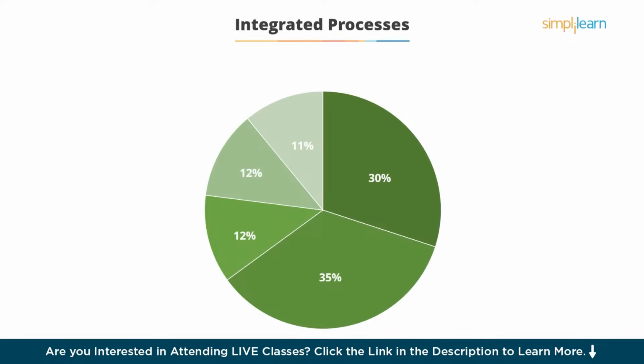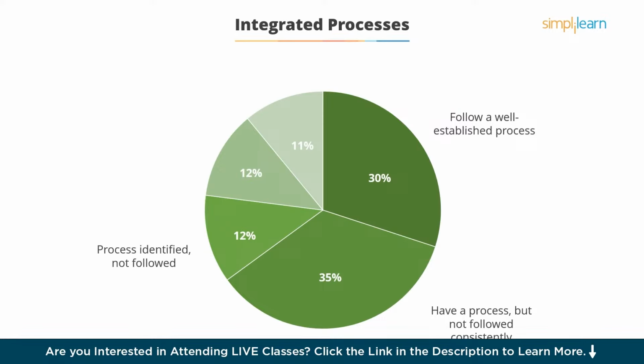Here's what happens if there's no process. In a recent survey of companies that say they have a strategy, only 30% say that they follow a well-established process for developing marketing campaigns and sales content. 35% responded that they have a process, but they do not follow it consistently. 12% responded that they have a process identified, but it's not followed. Another 12% have no process at all, and the remaining 11% didn't even know if they had a process.